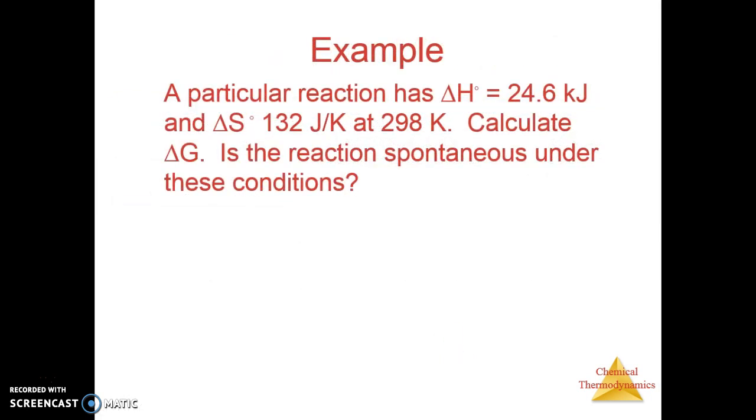So here's an example. You've got a particular reaction with these values. Notice that delta H is in kilojoules, delta S is in joules per Kelvin. So one thing is you have to have the temperature in Kelvin, and to add these two together, you need the same units of joules or kilojoules. So make sure you're paying attention.